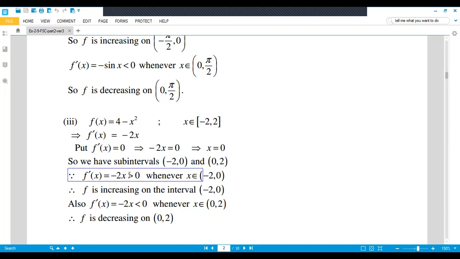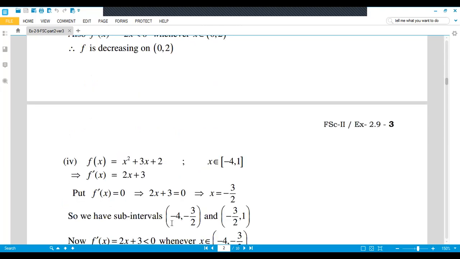How? When you put minus 2 in this, you will get positive 4, which is greater than 0. When you put 0, 0 is equal to 0, so it means that this interval is increasing. In this interval, the function is increasing. Now minus 2x is less than 0, where x belongs to 0 and 2. So when you put 2, you will get minus 4, and minus 4 is less than 0, so it means that f is decreasing on this interval.